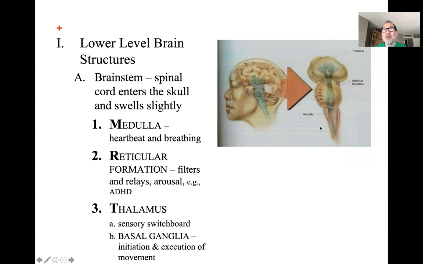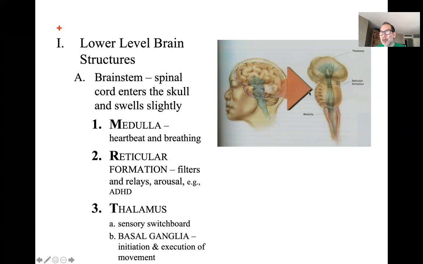Now, there are three major structures to be familiar with. The first is the medulla, and the medulla is involved in really basic operations, heartbeat and breathing. So this is something you don't want to be damaged, and it's kind of handy that it's tucked in here. It's harder to reach, harder to access by way of a blow to the head, because if that isn't functioning, in about a minute, that's about it for the person, because it stops the heart and stops breathing.